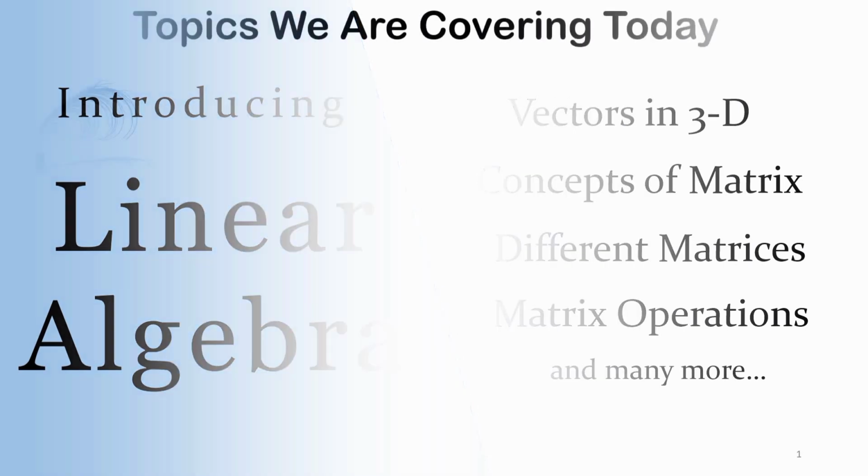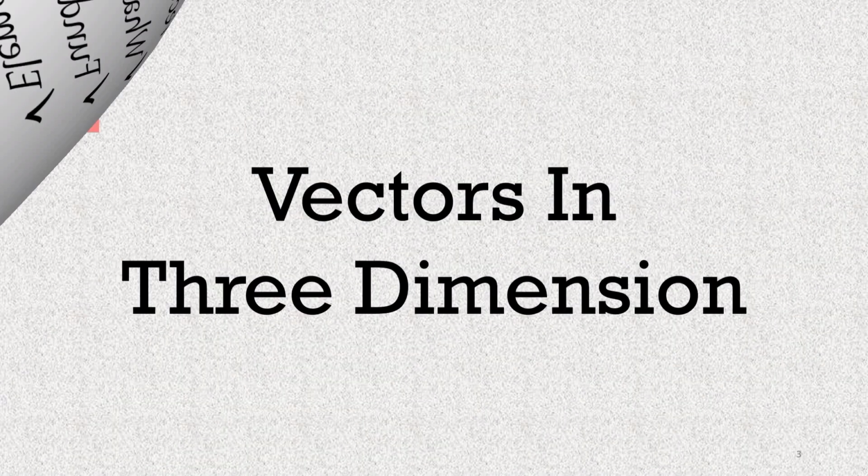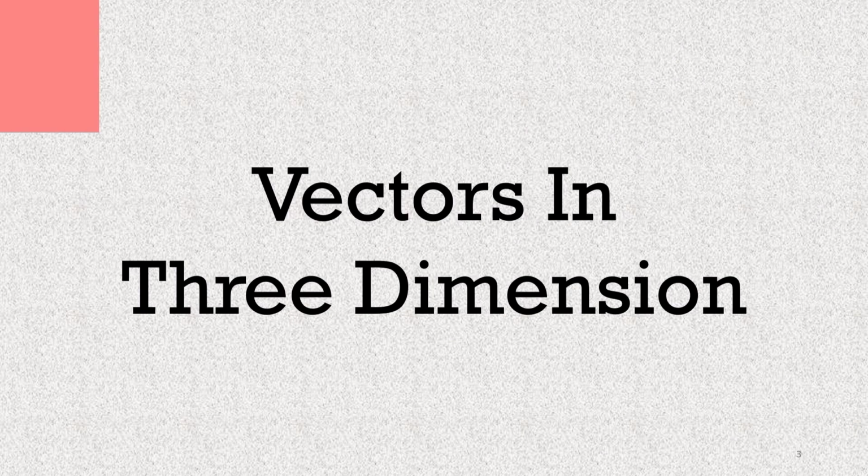So first let us see what topics we are covering today. We will look into vectors in 3 dimensions. We will understand what a matrix is. We are also going to look into some of the fundamental concepts of matrices, what is called the element of a matrix, different types of matrix, the definition of a tuple, how we sum up matrices, and an important theorem that is very fundamental in linear algebra. So first we will look into vectors in 3 dimensions.